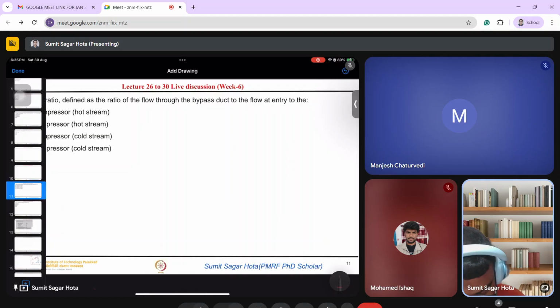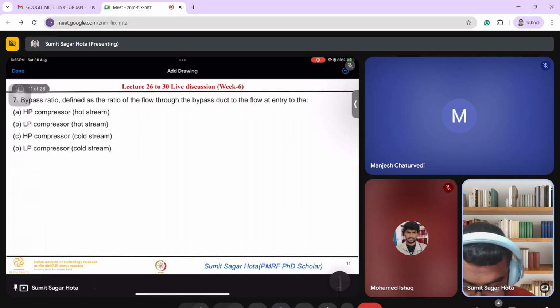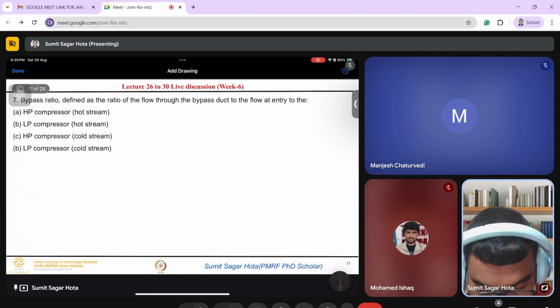Okay, let's go to the next one. Now this question is very simple. Bypass ratio is defined as the ratio of the flow through the bypass duct to the flow at the entry to the dash. Obviously, high pressure compressor, I already told.